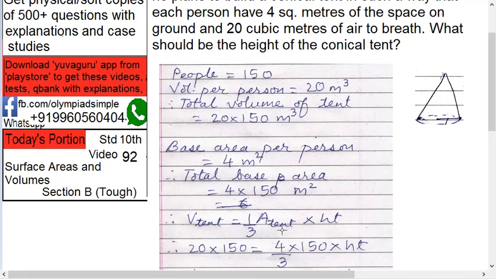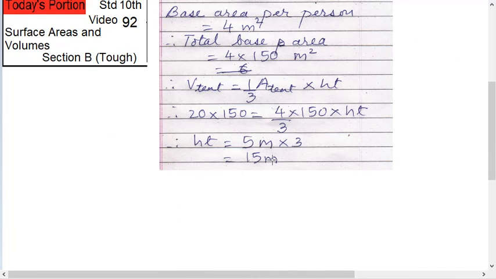1 upon 3 into pi r square h. What is pi r square? Area of the base. Right? And height is h. So 20 into 150 equals 4 by 3 into 150 into height. So just solve this. You will get the height as 5 into 3, 15 meters.